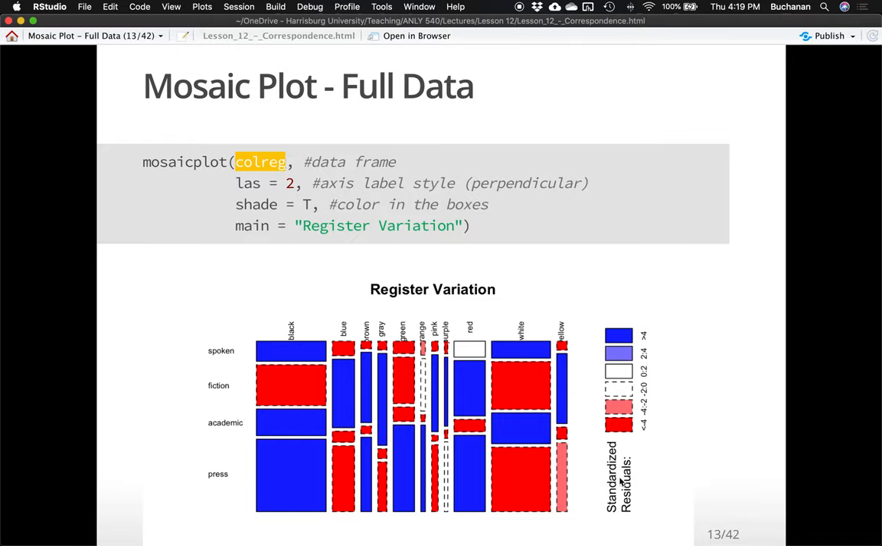Okay, because it has black but not white. Red and green, which we'll talk about why that happens in a second. And then orange and brown are more common. So this is just a visualization of our chi-square results.